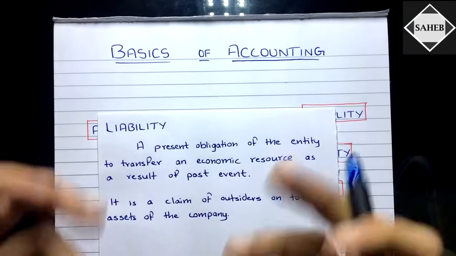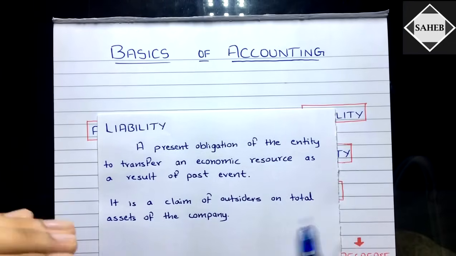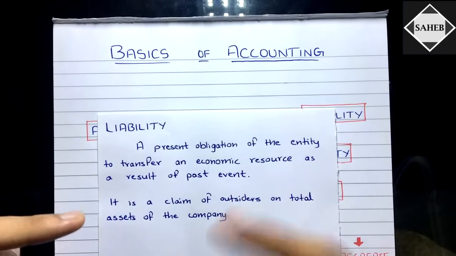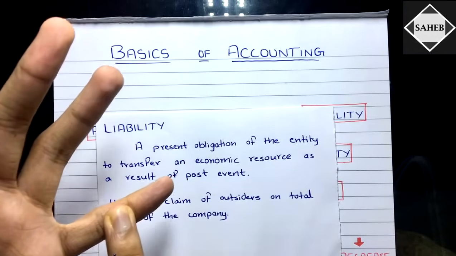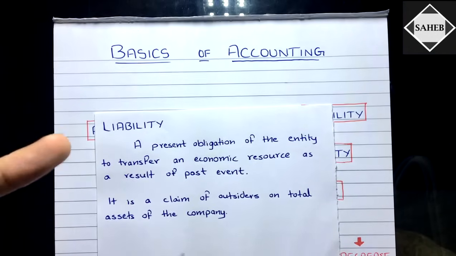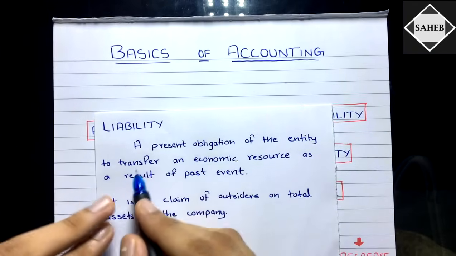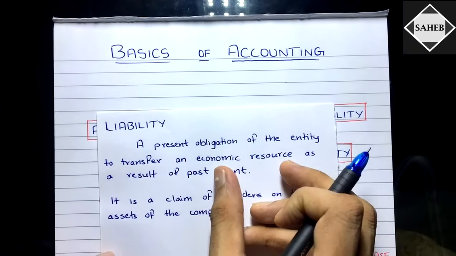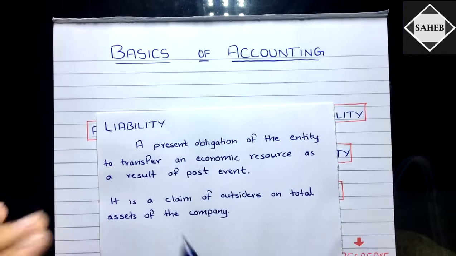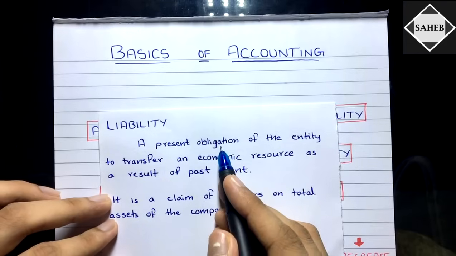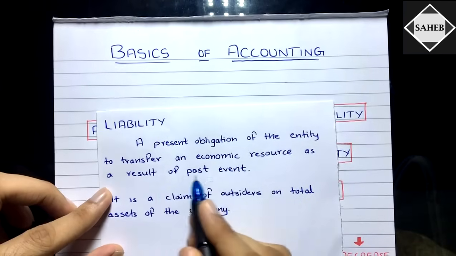For example, you purchased 10,000 worth of goods and you didn't pay. Then you have a present obligation to pay that person, your supplier. That is the past event: you purchased those goods. Now the present obligation is you have to pay somewhere in future. What do you have to pay? You have to pay him cash, so transfer an economic resource. That economic resource will be money, the cash you have to pay in future. So liability is a present obligation of the entity to transfer an economic resource, to do something, as a result of past event.